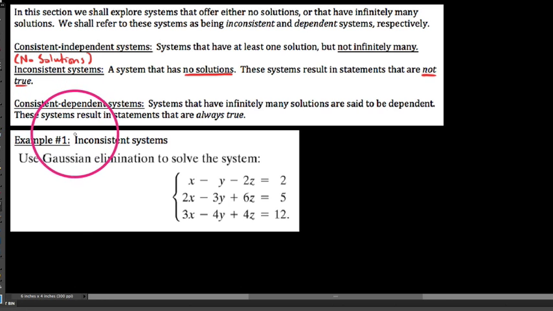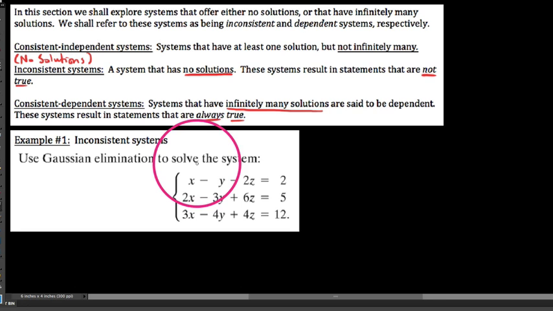Now, in the next videos, we're going to look at consistent dependent systems, and these are systems that are consistent, so it means it has an answer. It's just that when we have dependent systems and not independent, these are systems that have infinitely many solutions and are said to be dependent. These are systems that often result in statements that are always true. And again, we'll see those in the next video.